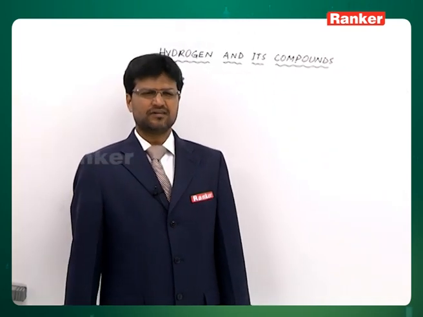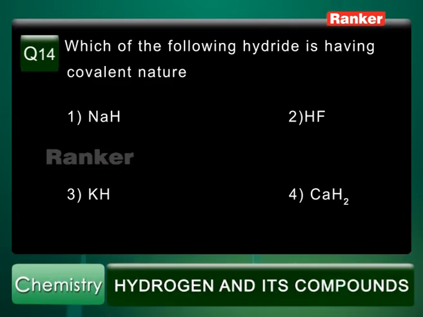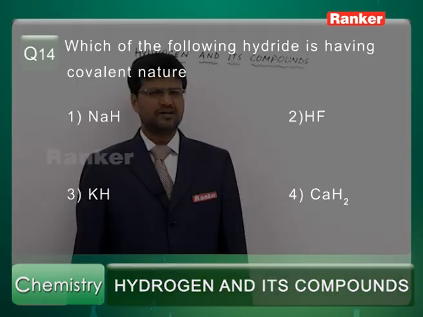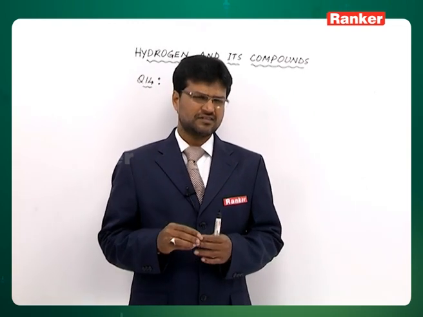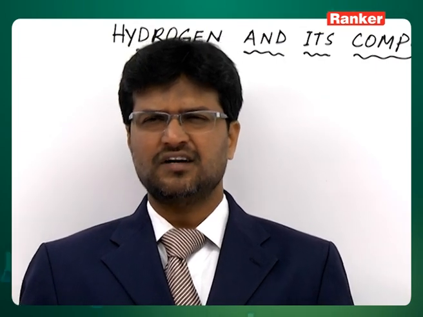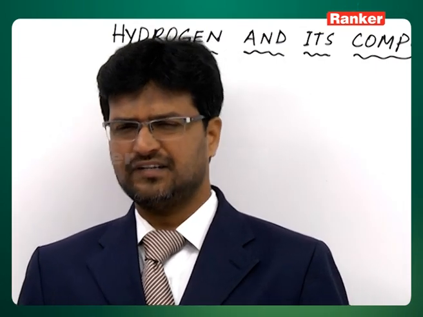Question number 14. Which of the following hydride is having covalent nature? First option NaH, second option HF, third option KH, fourth option is calcium hydride. Remember, alkali and alkaline earth metals form ionic hydrides. Transition metals give rise to interstitial hydrides, and others give covalent hydrides.